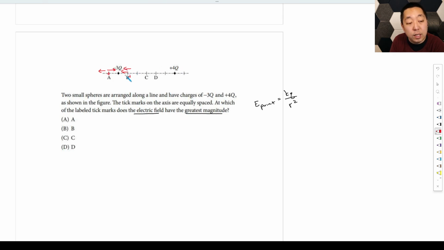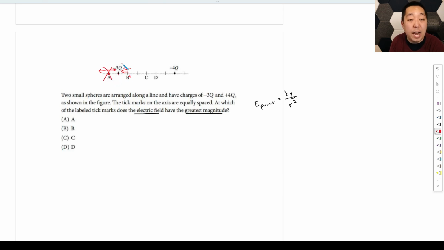So there, the electric fields are going to add to the left, because if I put a positive charge here, it would experience a force to the left from this one, because it's opposite charges, and they would be attractive. And this is a positive charge. It would be repelled by this charge, so also to the left. So it's not going to be A.